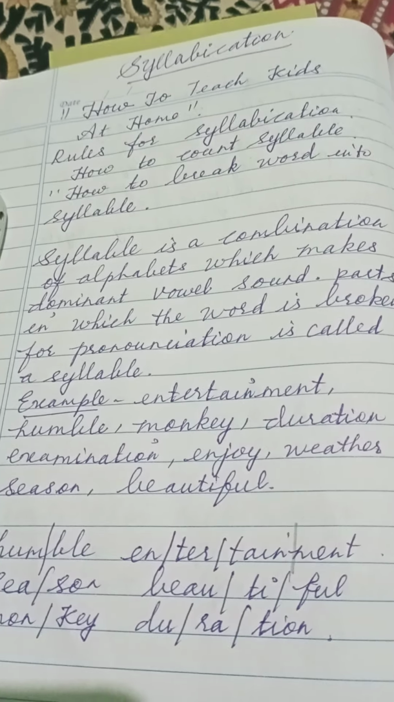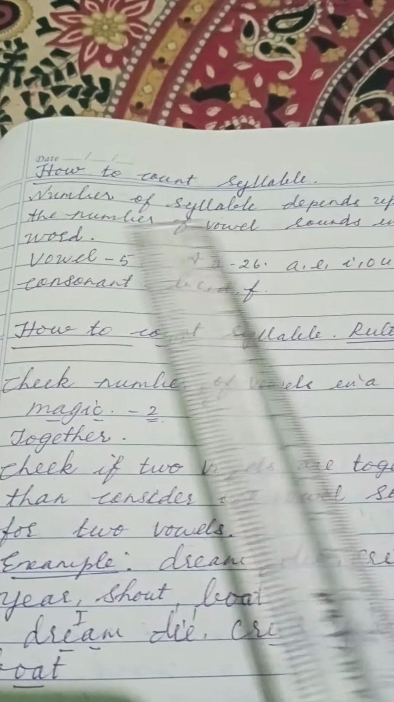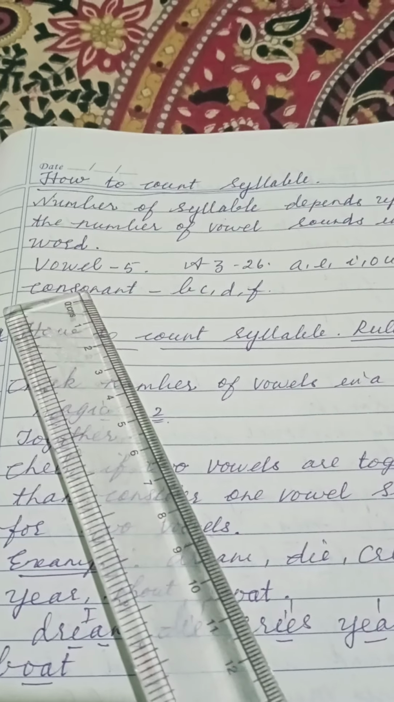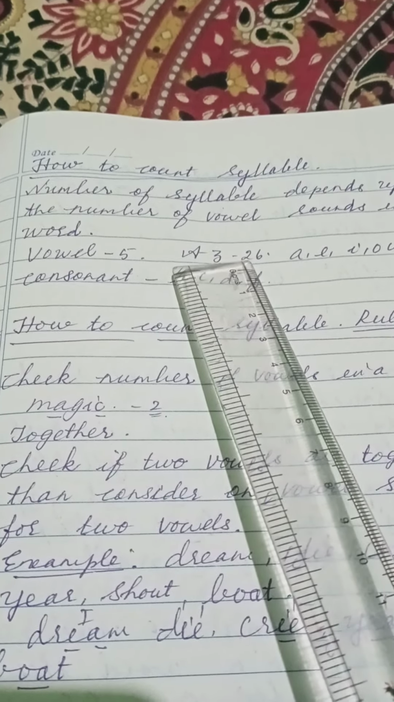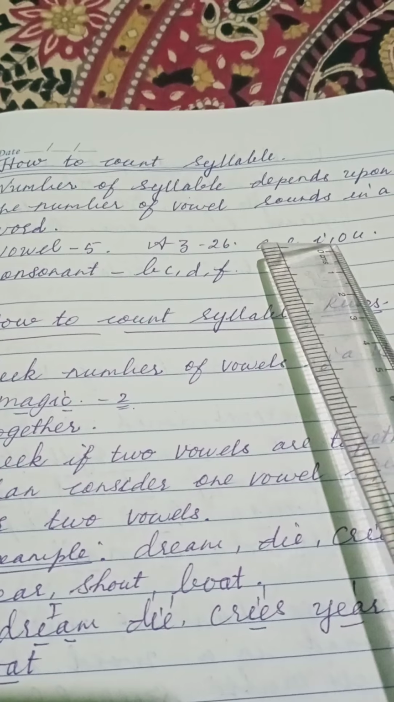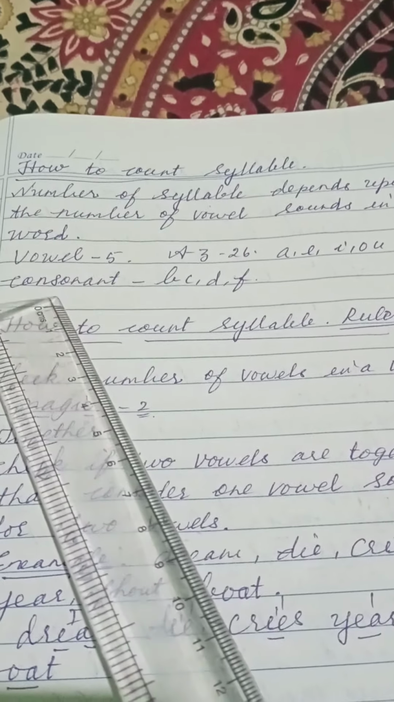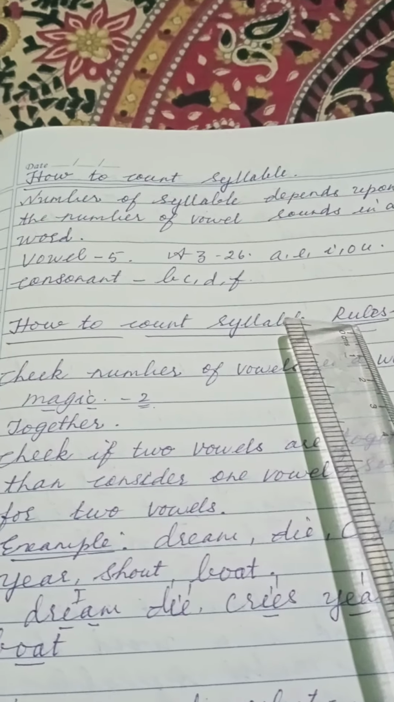Okay, now I am going to tell you how to count syllables. The number of syllables depends upon the number of vowel sounds in a word. Now, there are 26 letters in the English alphabet. Okay, so here A, E, I, O and U. These 5 letters are called vowels. Then consonants. The rest of the remaining letters are called consonants. Then how to count syllables: the rules.